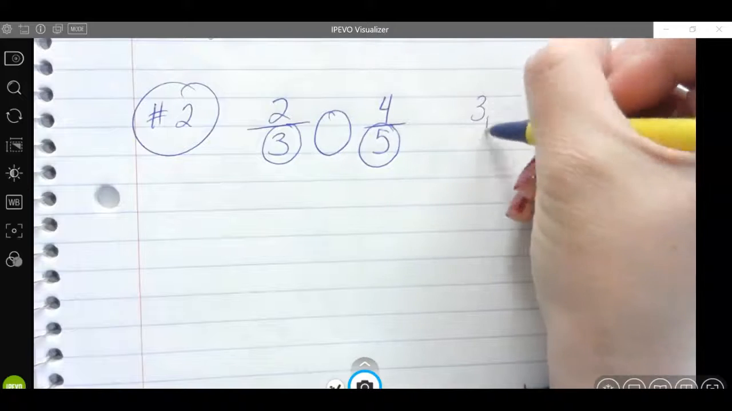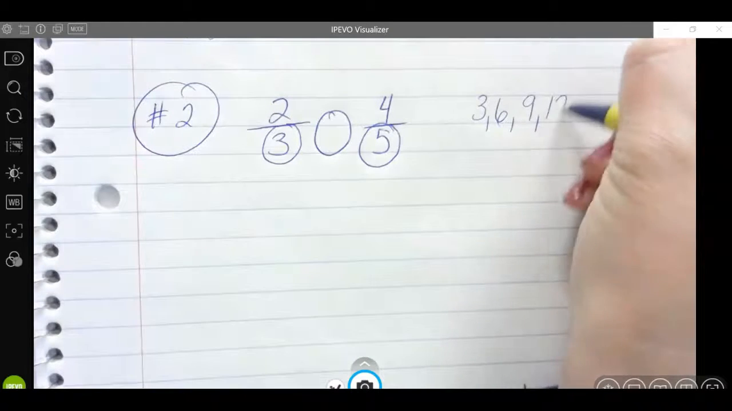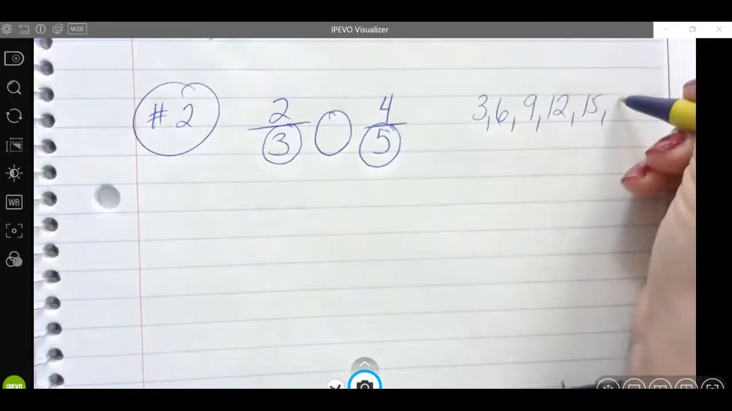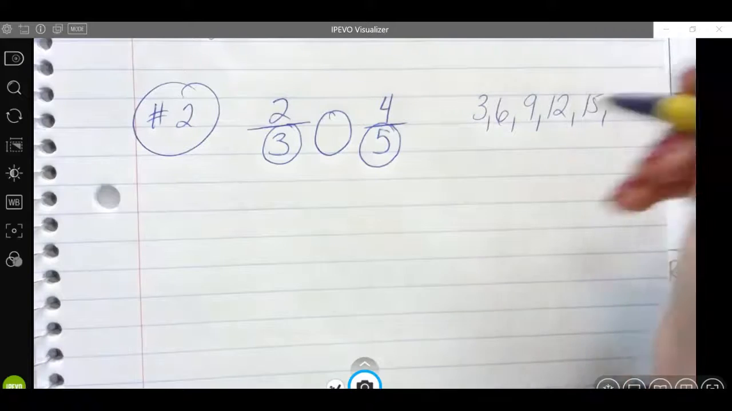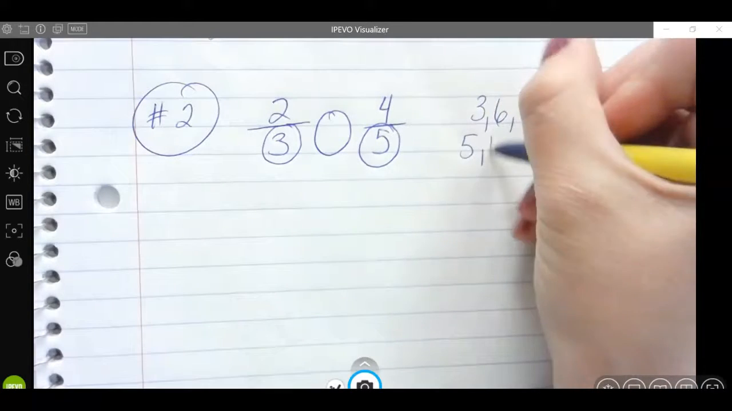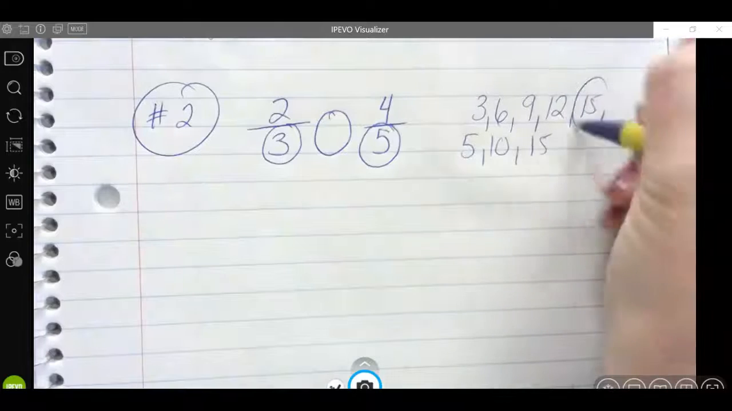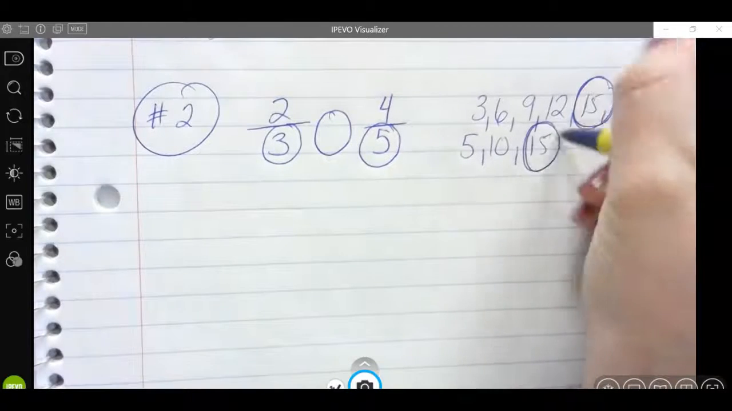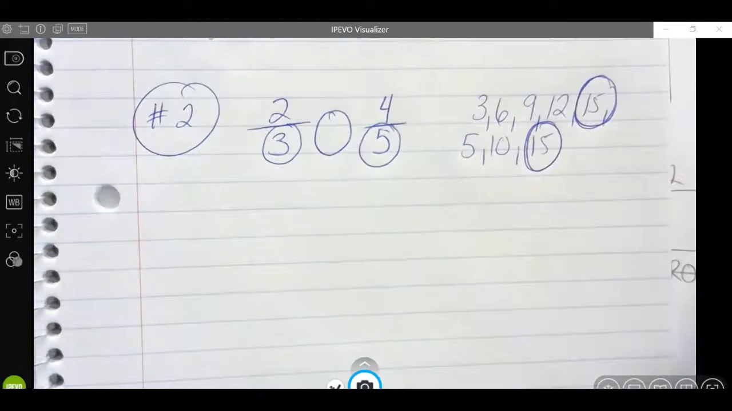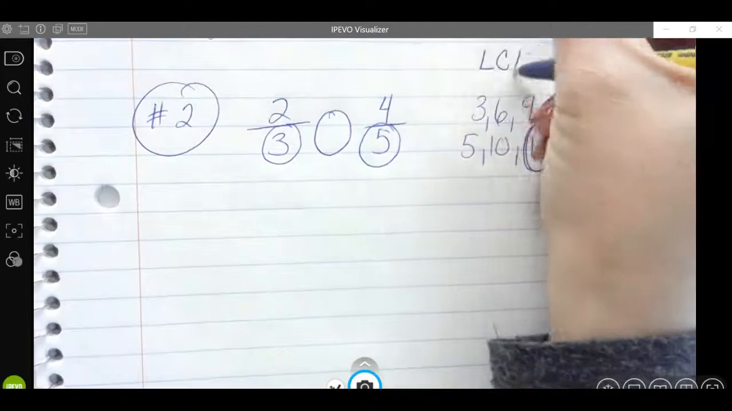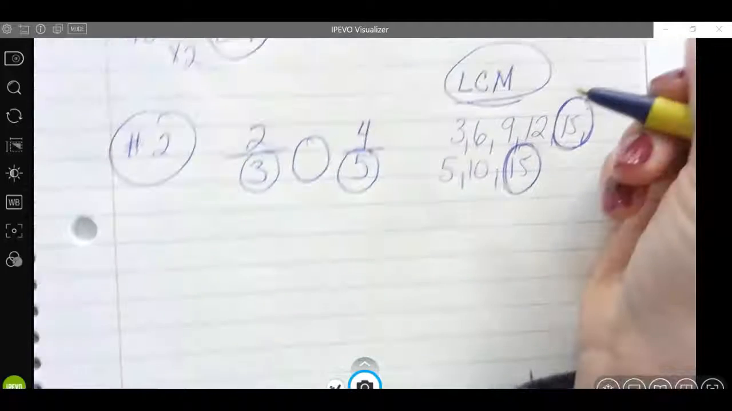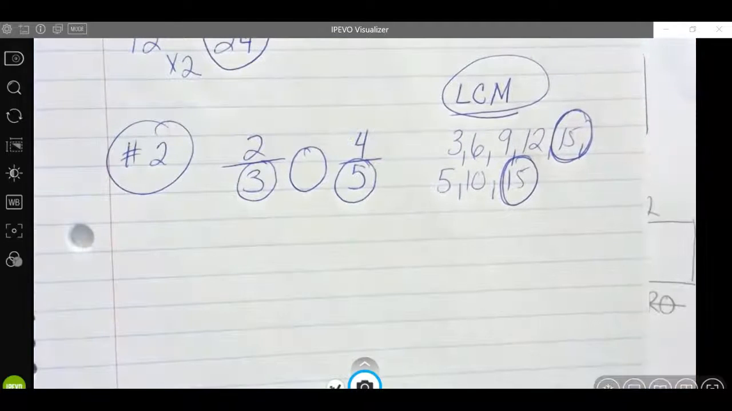So help me. 3, 6, 9, 12, 15. 15. You can get 15 by 5. Ooh, okay, so let's skip count by 5. 5, 10, 15. So 15 is the least common multiple, meaning that's the smallest number that they have in common. Okay? They have more numbers in common, but it's easiest to use the smallest number that they have in common, which is the least common multiple. LCM, least common multiple. Please make sure you write that down.